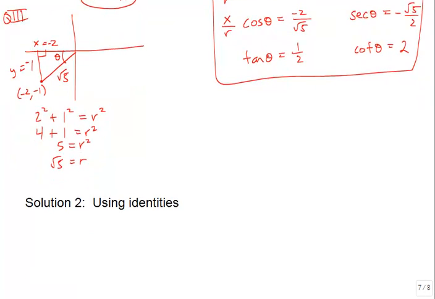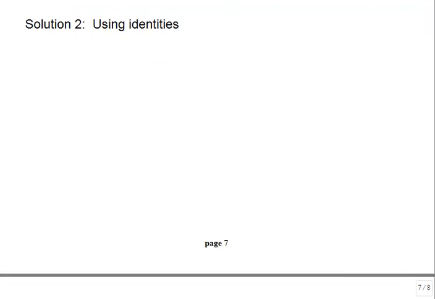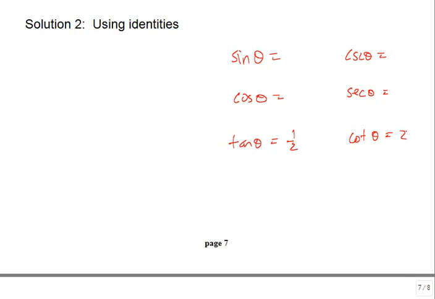Let's try the same problem again, but this time we're going to use some identities. So we know what tangent of theta is. We know tangent of theta is 1/2. So if I want to find out sine of theta, cosecant, cosine, secant, tangent we know is 1/2, and cotangent therefore is 2. The only one of these that I really was given was this tangent.